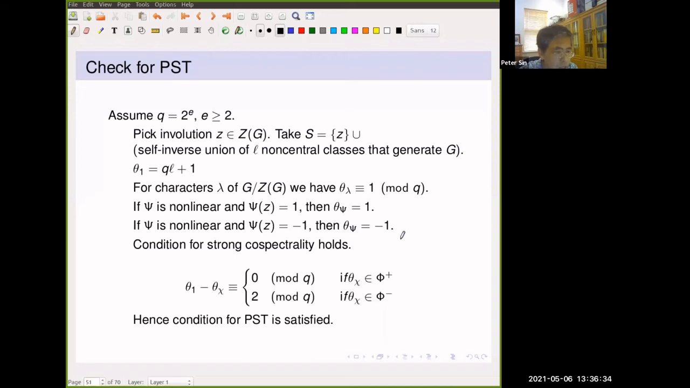And then we can check the condition for perfect state transfer. If we look at theta 1 minus theta chi, it will be 0 mod q if chi is in phi plus, and it will be 2 mod q if chi is in phi minus. So the valuation condition for perfect state transfer is satisfied. So we have perfect state transfer for all such connecting sets.